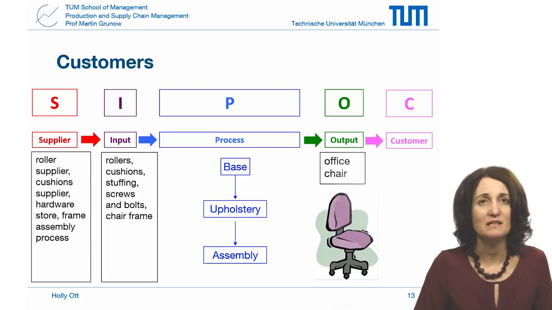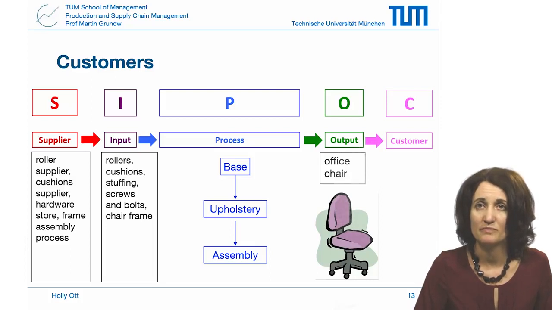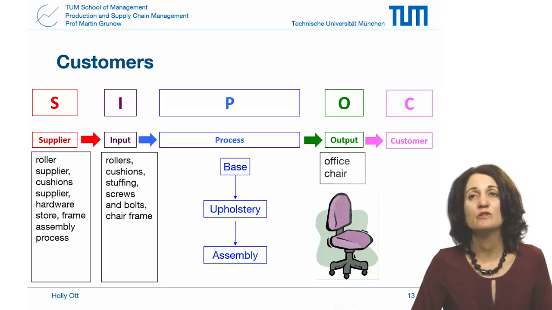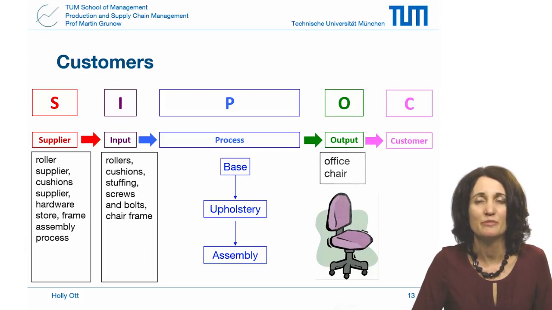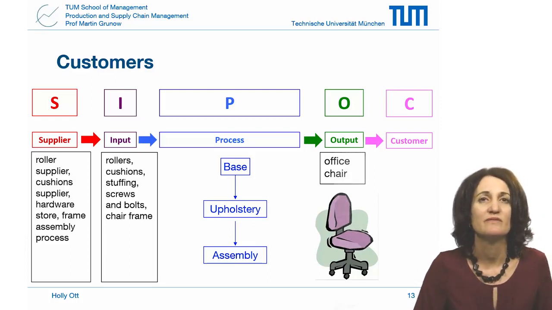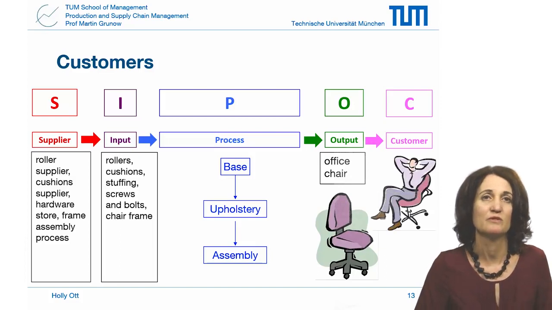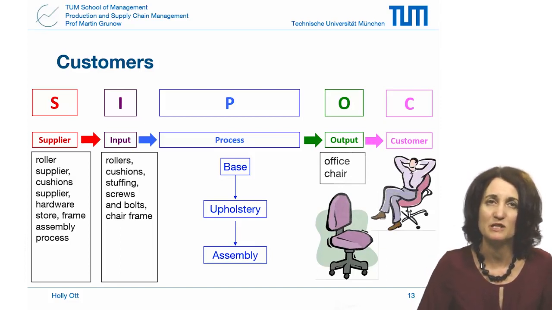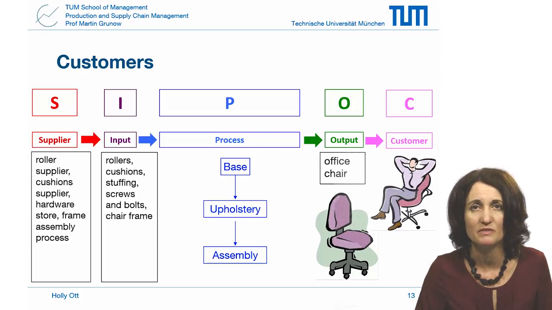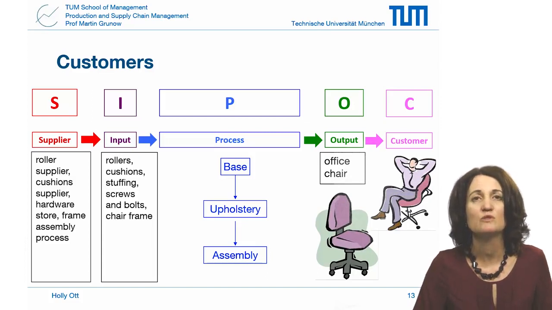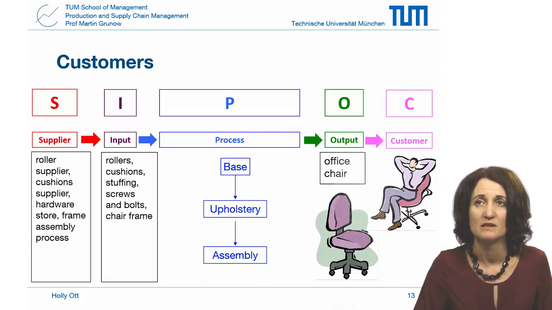The last stage is then, for the SIPOC diagram, the customer. And it is really the most important because it's the customer who decides that we're making this chair in the first place. This is the person who is valuing our output. And so, for example, our business person sitting in his office chair. And this customer is willing to pay more than the raw materials and the process costs.